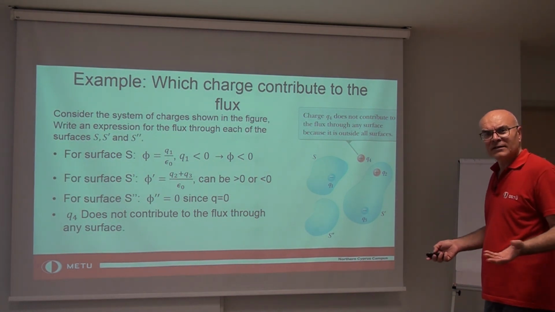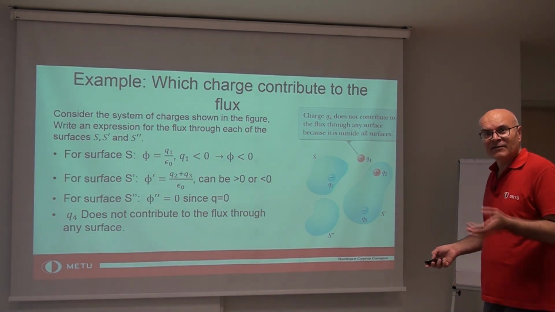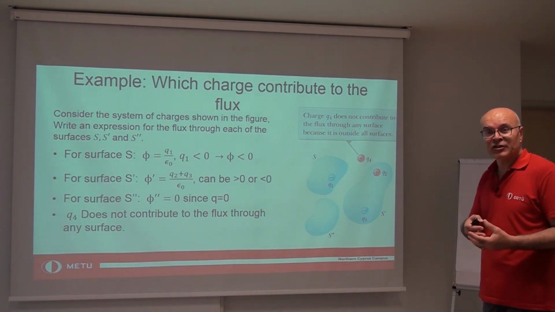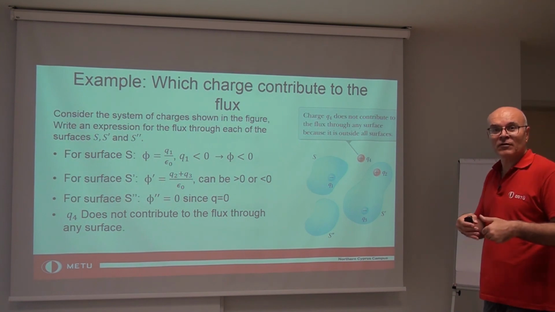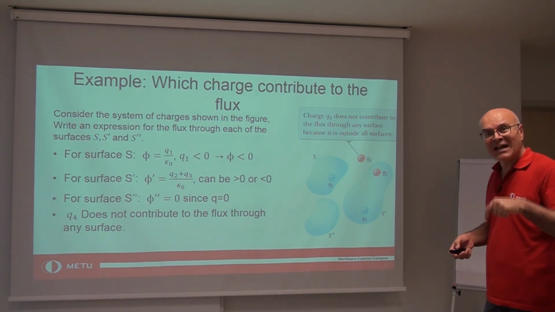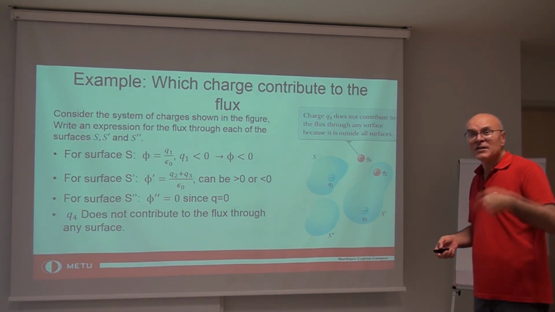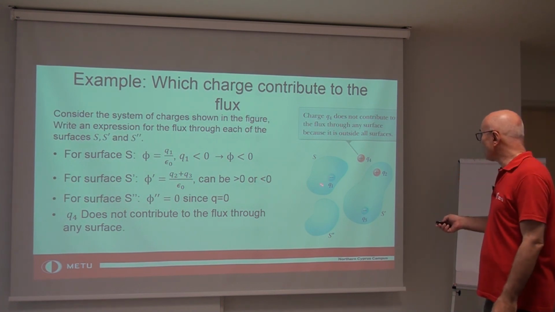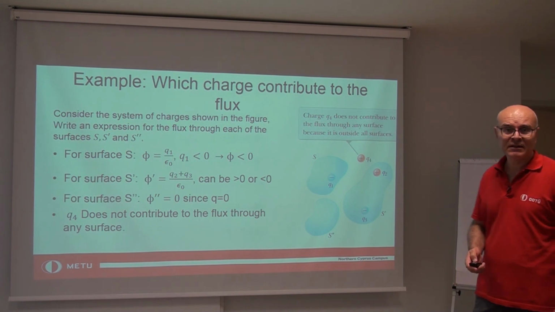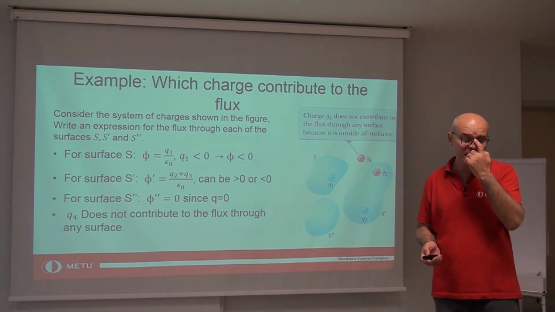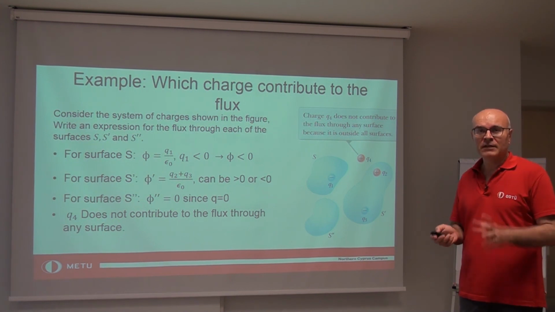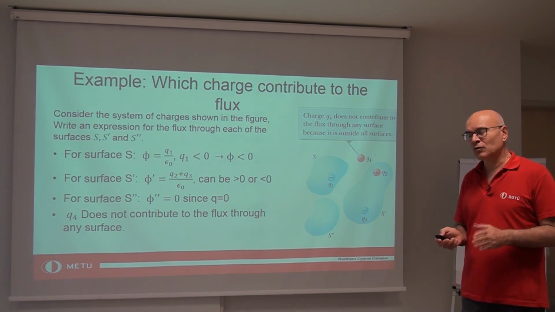There's no net number of lines emerging out of the surface or into the surface. That net number of lines happens only when you have sources or sinks of electric field lines enclosed by the surface, like when you have it here or you have it here. Okay? So this is a point that you have to understand.